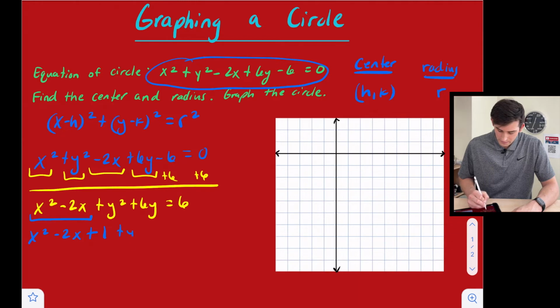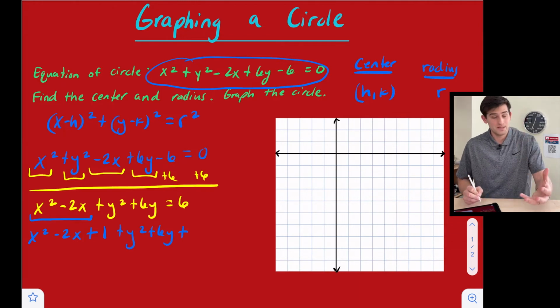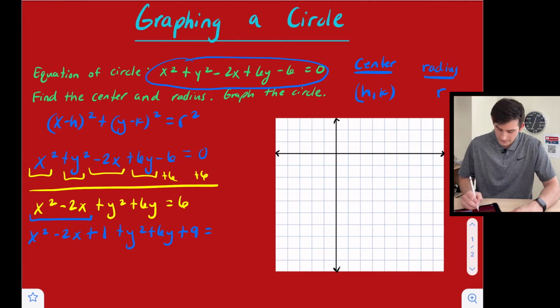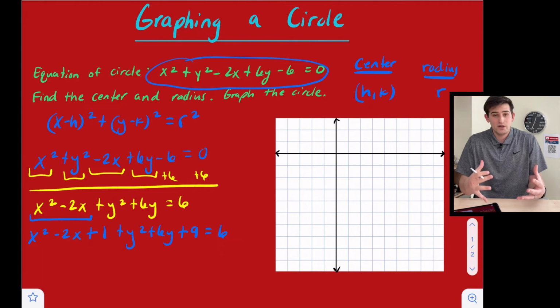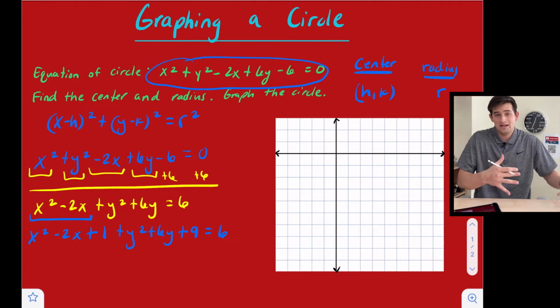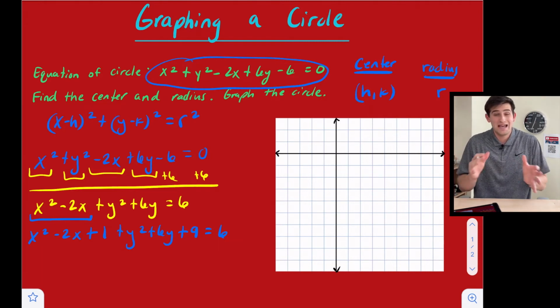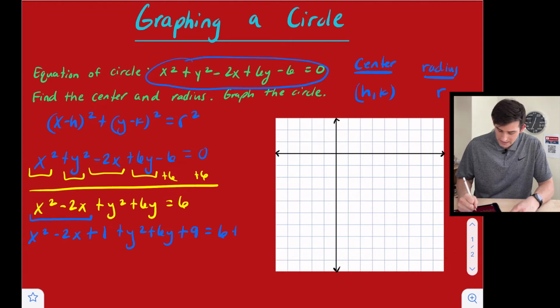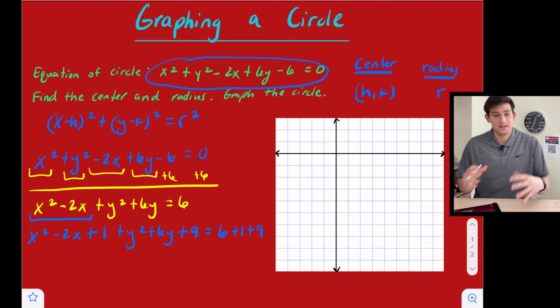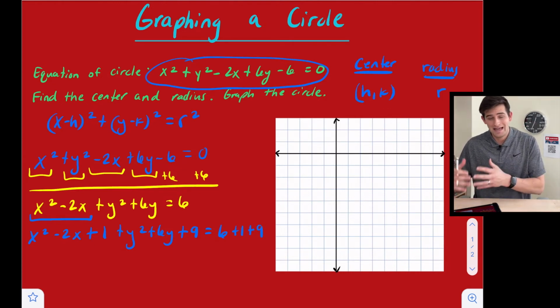Now, next one, we're going to write plus y squared plus 6y. Now, b in this case is 6. 6 divided by 2 is 3. 3 squared is 9. So we add 9. Now, this is an equation. We can't just add 1 and add 9 to just one side of the equation. We have to do it to both sides. So since we added 1 and we added 9 to the left side, we also have to add 1 and add 9 to the right side.